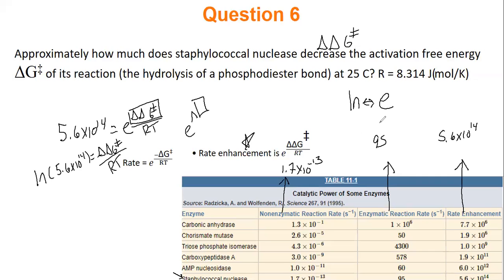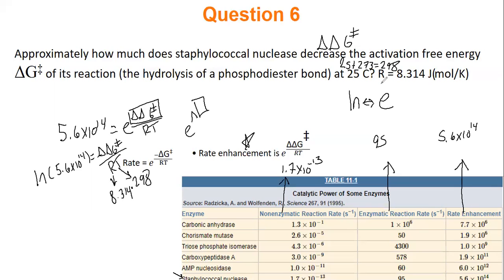All right, so R is 8.314. T is 298. So this has to be in Kelvin. You cannot use temperature in Celsius for this calculation. So a reminder, just add 273 to it to get it to Kelvin.